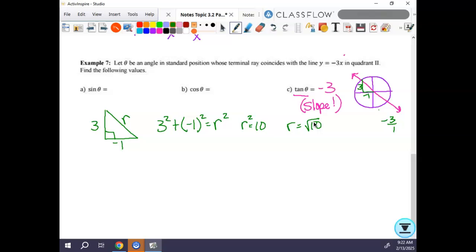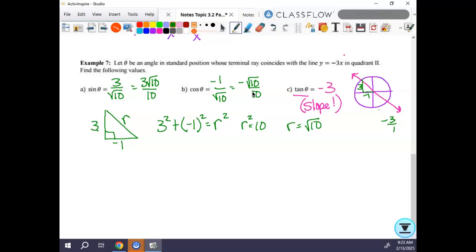So sine is y over r, so that's 3 over the square root of 10. Cannot leave it like that. I have to be able to rationalize accurately and efficiently, and that becomes 3 square roots of 10 over 10. Cosine is going to be negative 1 over the square root of 10. That becomes negative square root of 10 over 10.